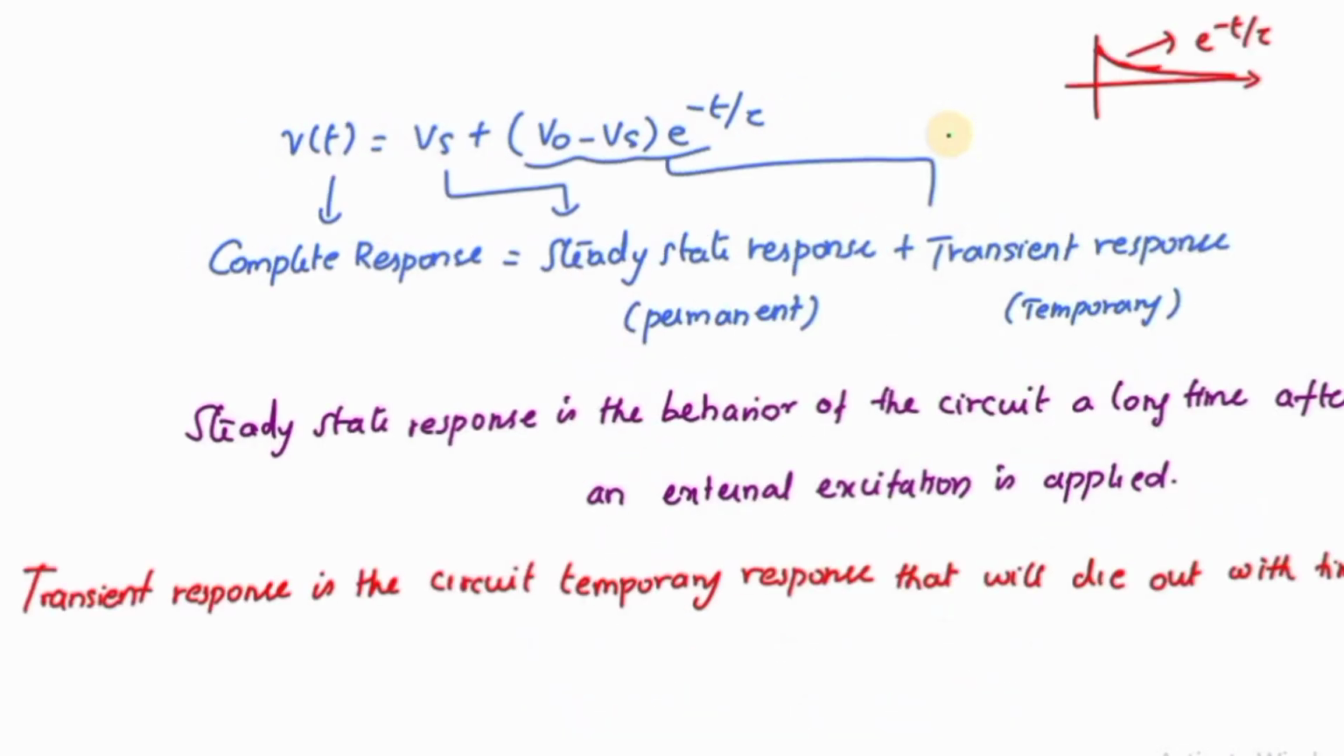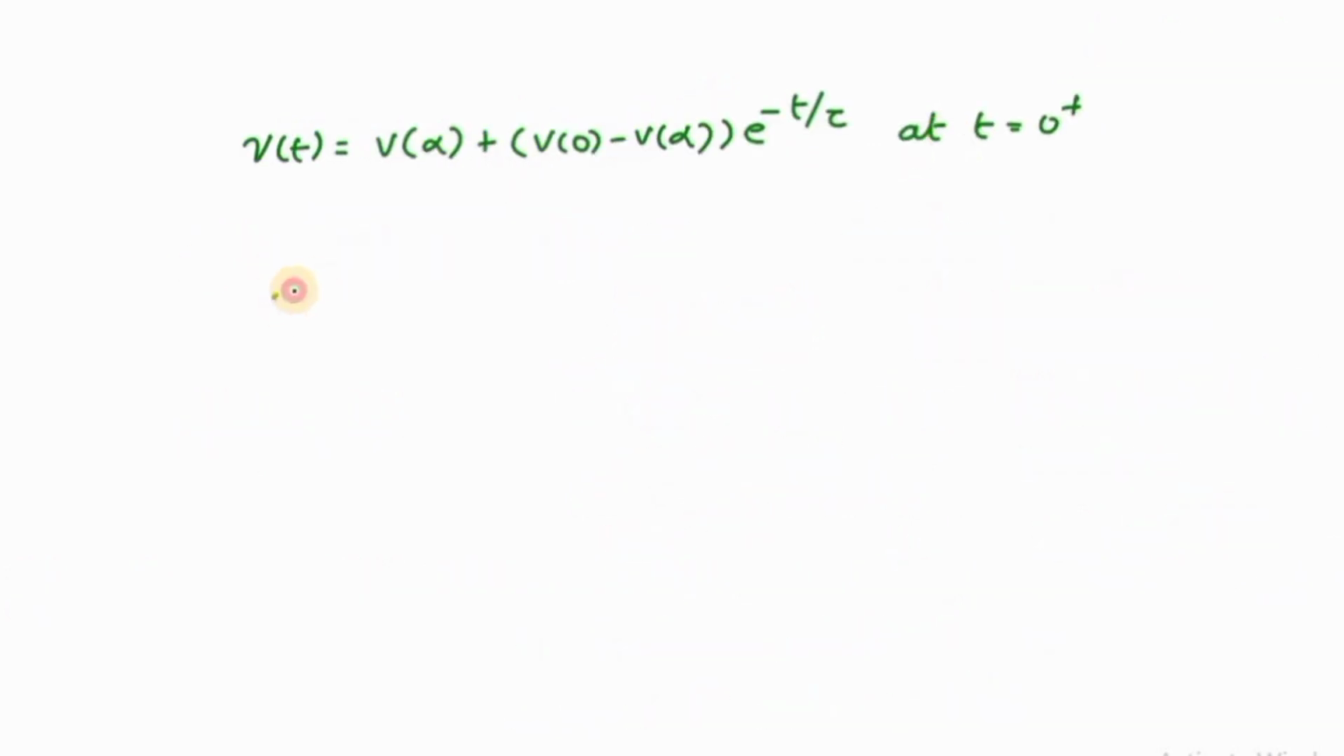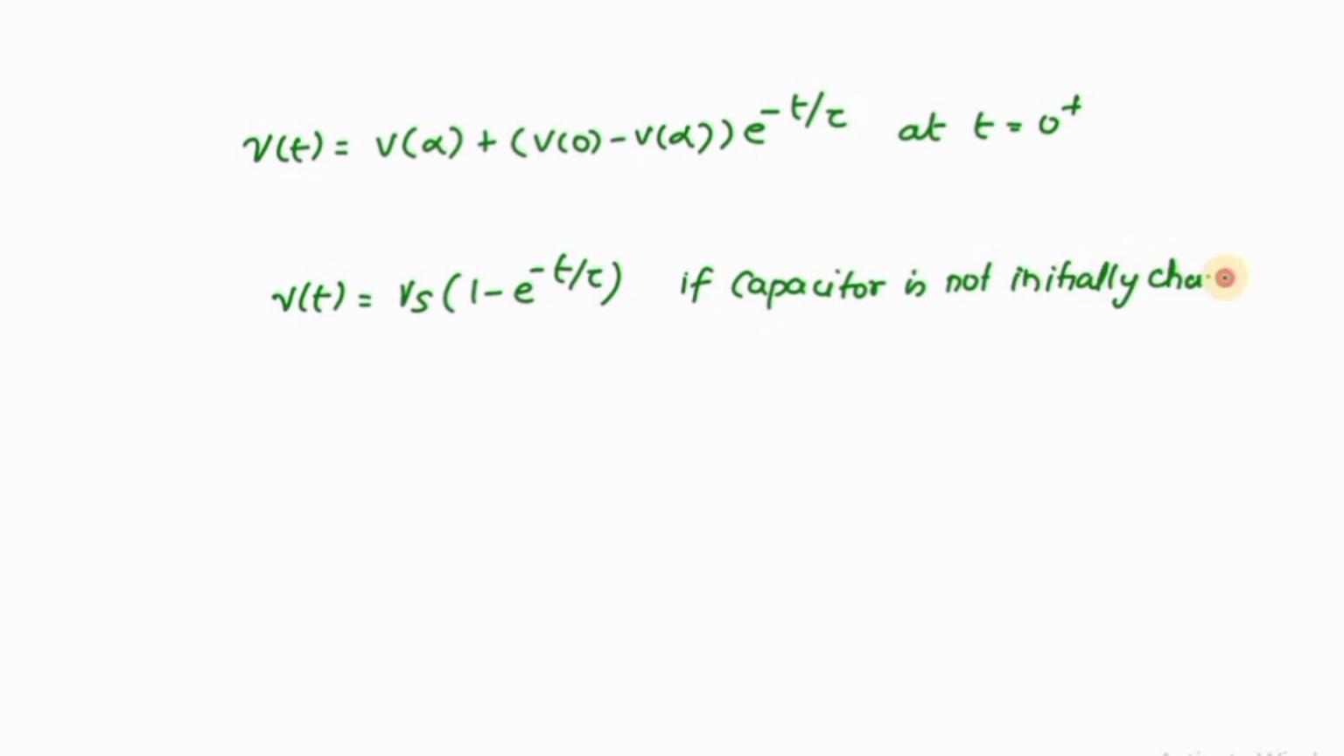So V of t is equal to Vs into 1 minus e power minus t divided by tau, that is when V naught is equal to 0, that is, the initial voltage across the capacitor is 0. So this is how the equation is. So how will the graph look if I plot V of t on the y-axis and t on the x-axis? At t equal to 0, V is 0, and slowly, whenever t is equal to infinity, it goes to Vs. So this is how it is.